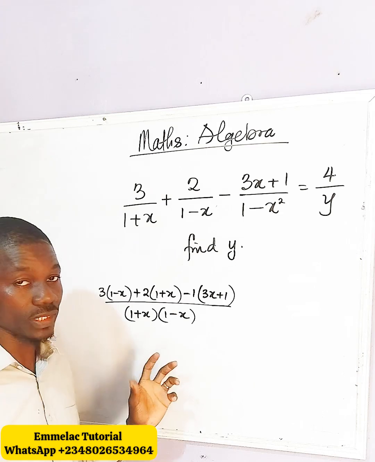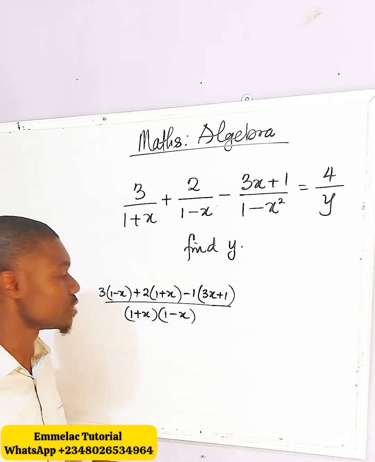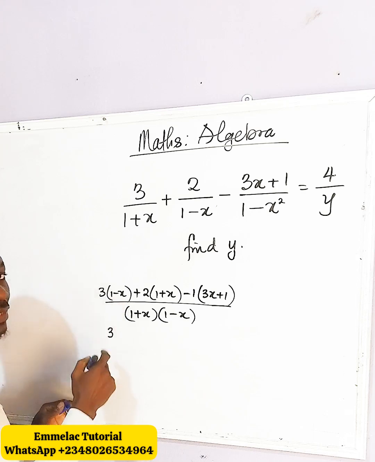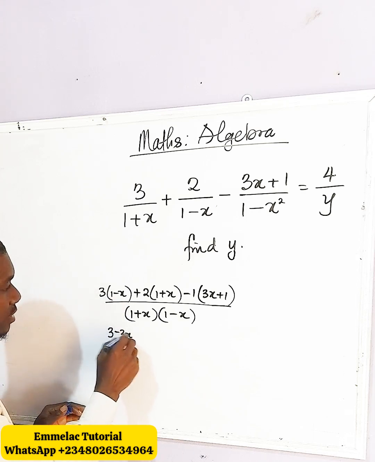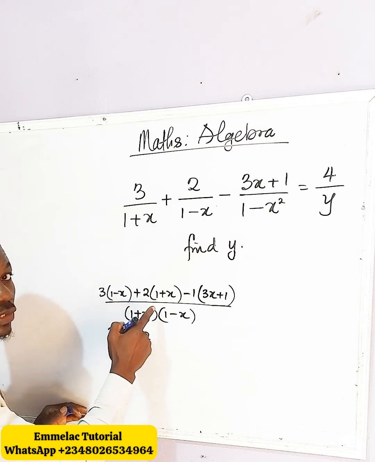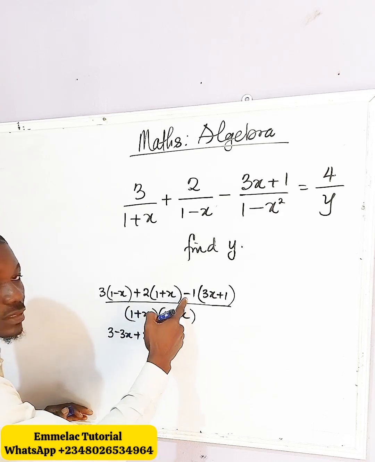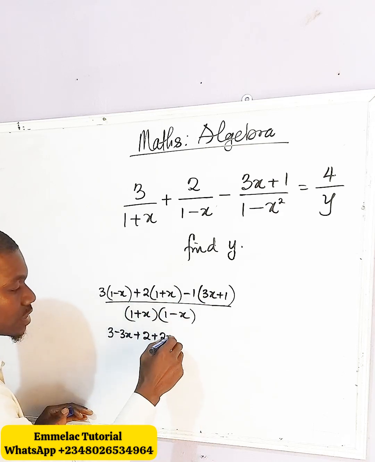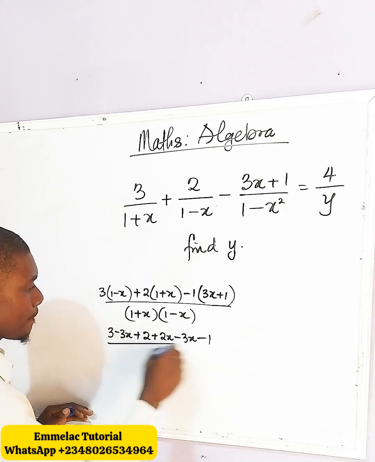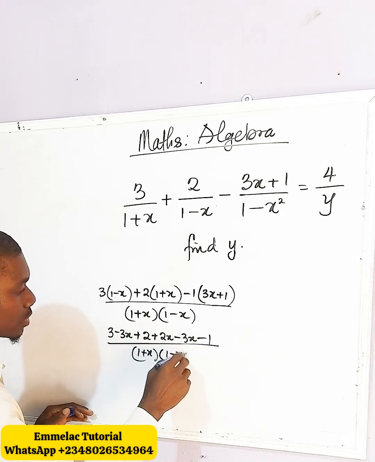So here, we expand or open the brackets of the numerator. 3 times 1 is 3. Now 3 times negative x, we have negative 3x. Then here you have 2, because 2 times 1 is 2. Then 2 times x will give us plus 2x. Then negative 1 times 3x, negative 3x. And same, negative 1, all over 1 plus x into 1 minus x.